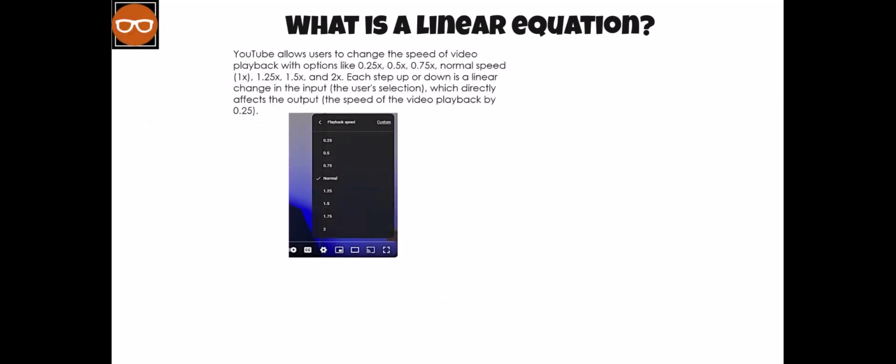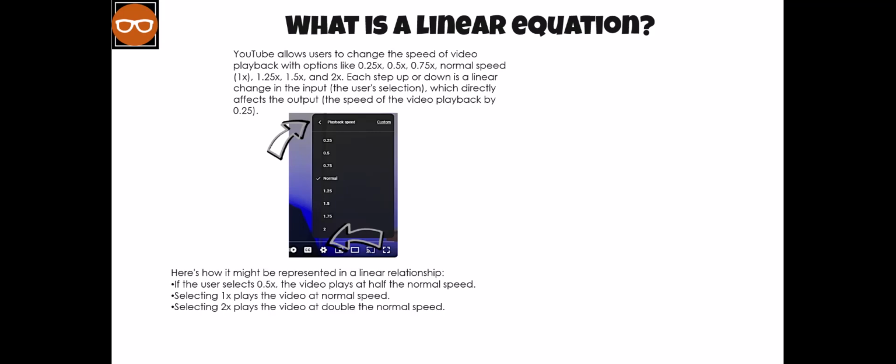Let's look at a real-world example. YouTube allows users to change the speed of a video playback with options like 0.25x, 0.5x, and so on. Each step up or down is a linear change in the input, the user selection, which directly affects the output, the speed of the video. If you look at a video, to see that, press this icon, and then this will come up, your playback speed.